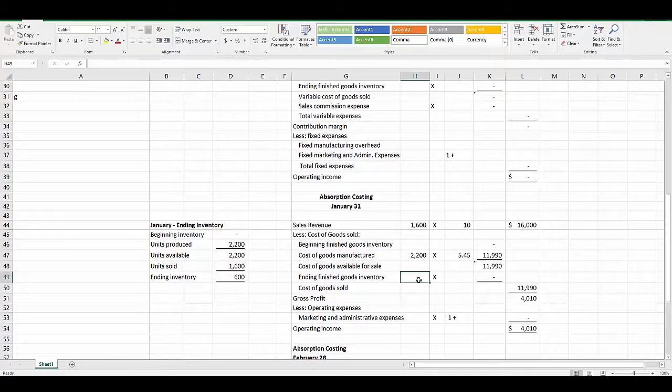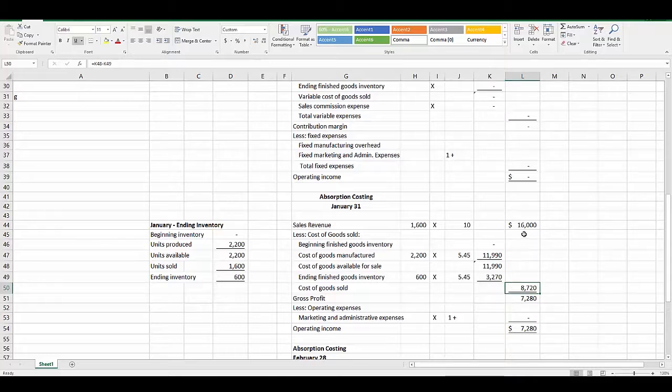The next step is to subtract the goods that we had in stock at the end of the year. We manufactured 2,200 units, but we only sold 1,600. That leaves us with 600 finished products in inventory that were not sold at the end of the year. So we need to subtract those. It's 600, and the price is of course $5.45. So we subtract our $3,270 from the $11,990, which gives you your cost of goods sold of $8,720.